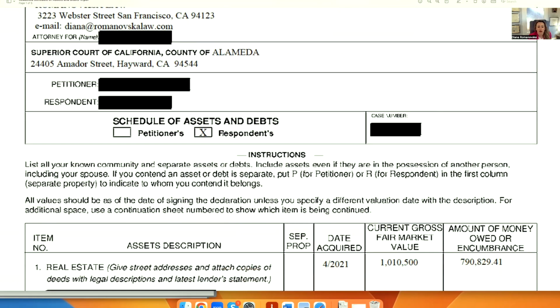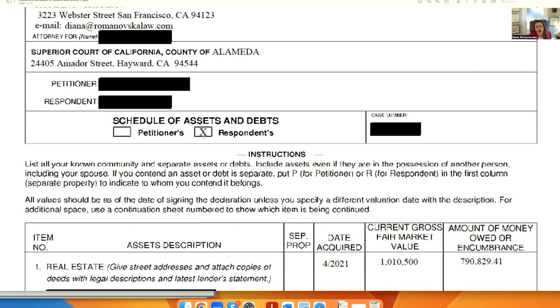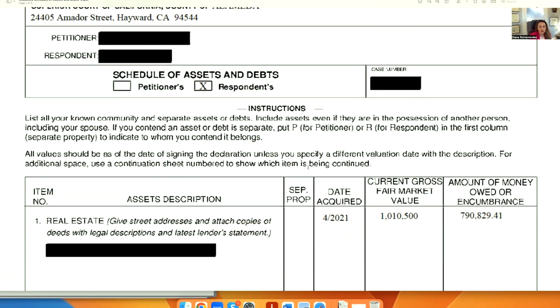I'm checking off respondent because each party has to do, in an uncontested case, not in default, in uncontested, their preliminary declaration of disclosures. And then we check off respondent has to do his or hers, case number. And then in the instruction, it says include all your community and separate property assets and put P for petitioner, R for respondent in the first column.